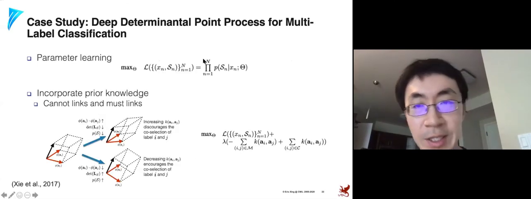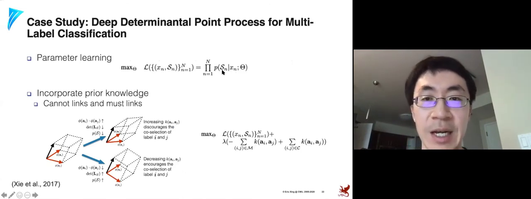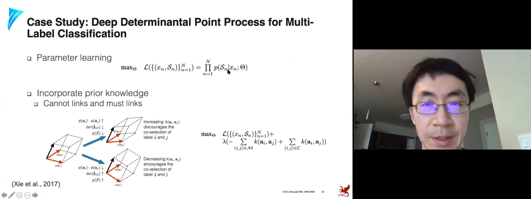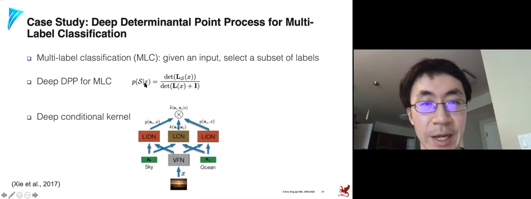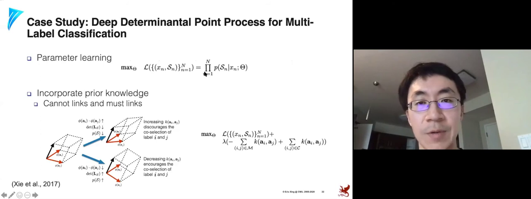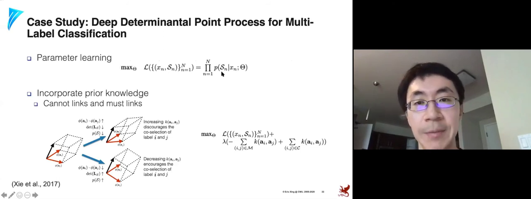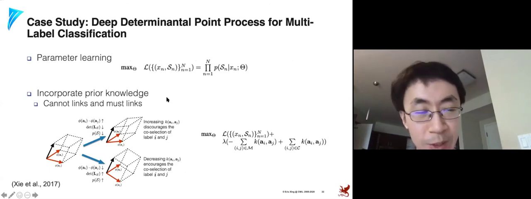So in the training data, we have the ground truth training pairs, where X is our image, S is a subset of labels that are annotated to this image, and S and X are both observed. Then we can put S and X into this probability, right? And multiply the probability of all the training examples together, and then do maximum likelihood estimation to learn the weight parameters.